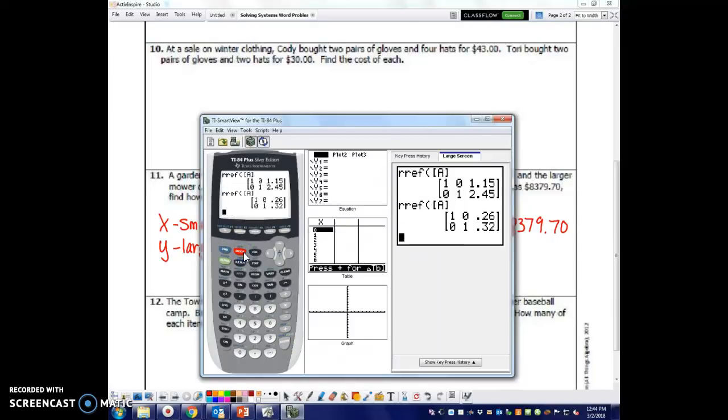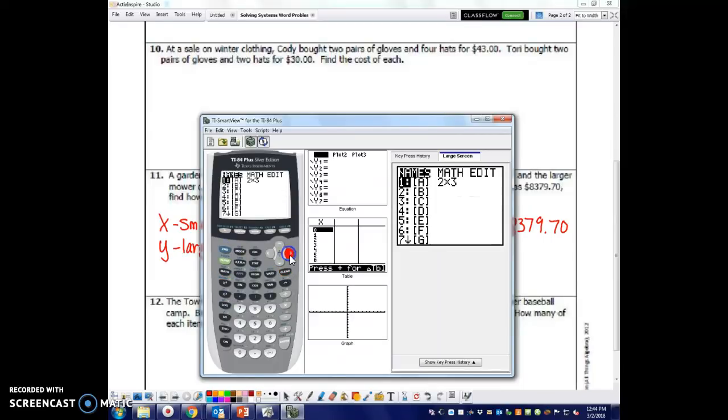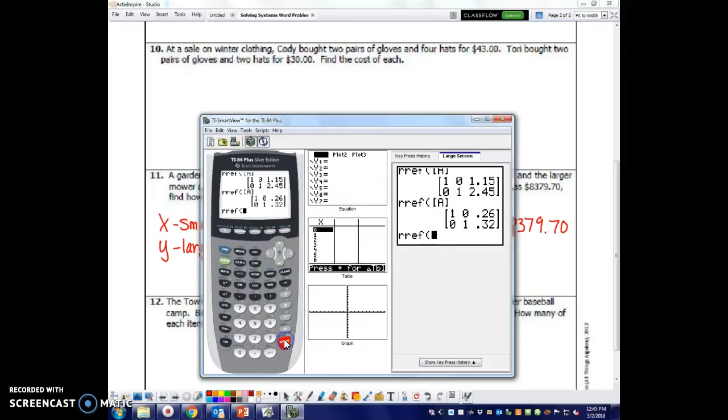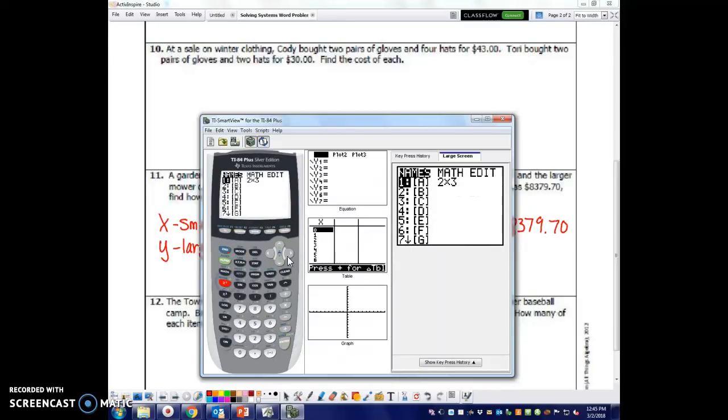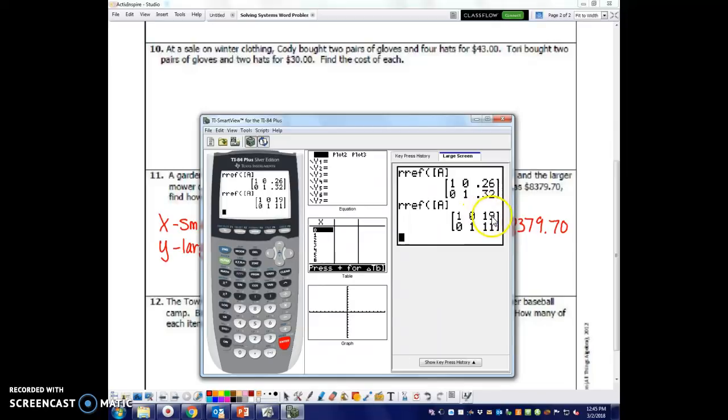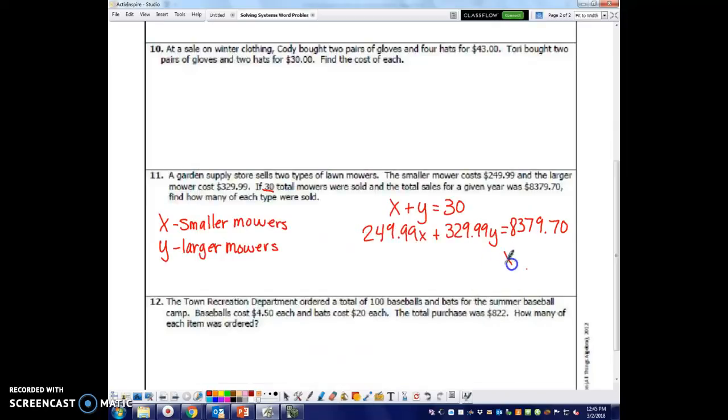Now we can quit. Go back into matrix. Oops, wrong button. Back into matrix, over to math, RREF. Back into matrix, pick A. Our X is 19 and our Y is 11. Okay, so they sold 19 smaller mowers and they sold 11 larger mowers.